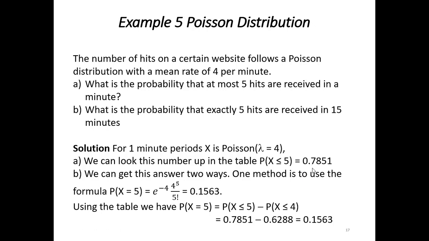Now for part B, let's say we want to know the probability of exactly 5 hits. This is in 1 minute, not 15. Exactly 5 hits in 1 minute. Then we could get this answer 2 different ways. Here we could use the formula. The probability X is 5 is e to the minus 4 times 4 to the 5th over 5 factorial. So I get 0.1563. So we get that directly, very quickly.